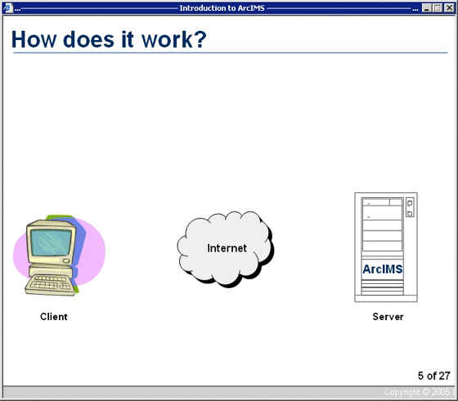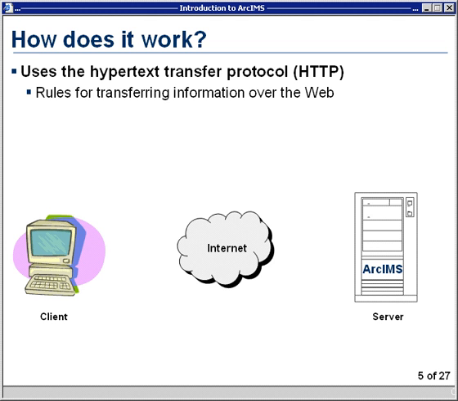So, now that we have seen what can be created, let's look at how all of this works. The scenario is that we have a client that is viewing and using our website. Each time they perform a query or navigate the map, they are communicating with the ArcIMS server. This communication uses Hypertext Transfer Protocol, or HTTP, to transfer the information over the Internet.